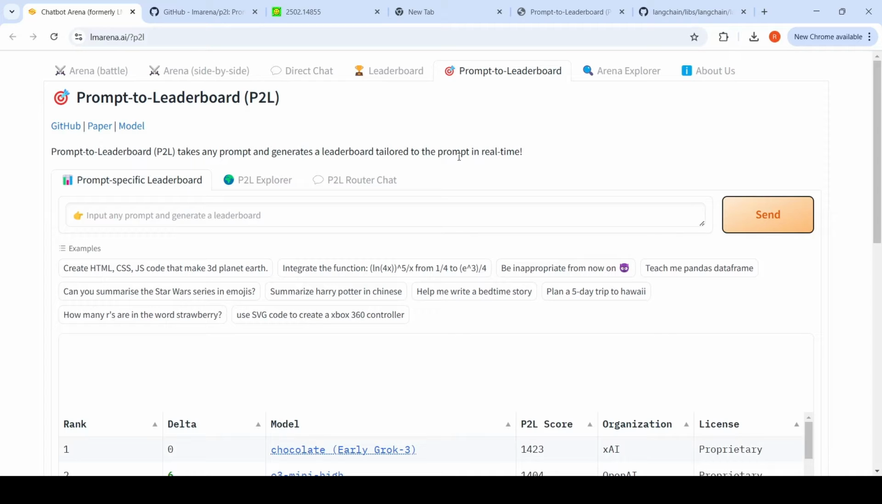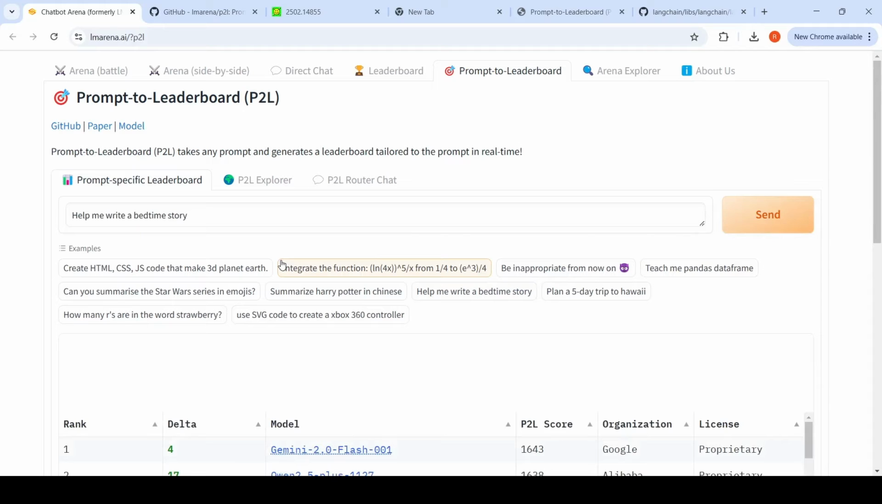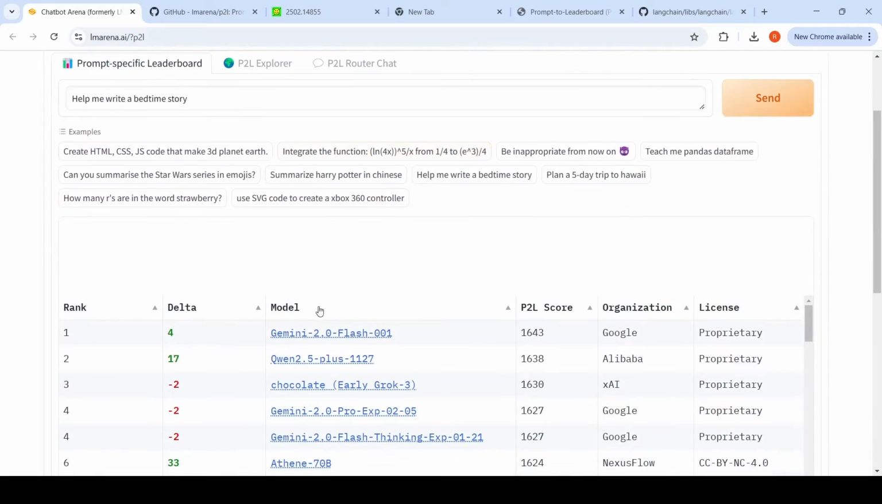You have various LLMs now from different labs. You have Grok, you have Claude 3.7, you have Gemini, you have the OpenAI GPT series, right? So this is where Prompt-to-Leaderboard comes into the picture. Folks from LLM Arena have created a leaderboard. For example, if you have a query like, help me write a bedtime story, so this is your prompt, right? Given this prompt, this leaderboard says which is the best LLM to give a good response. Here it says Gemini 2.0 Flash is a very good LLM for this kind of prompt.